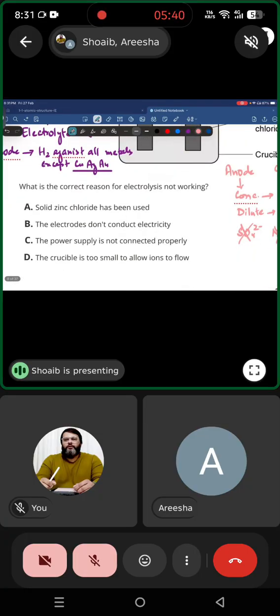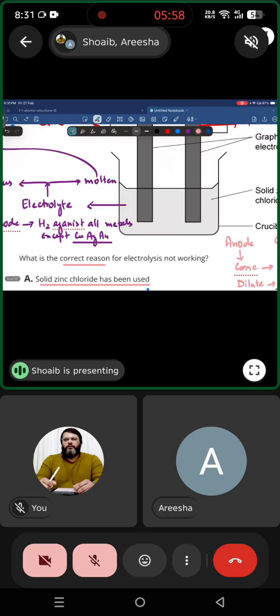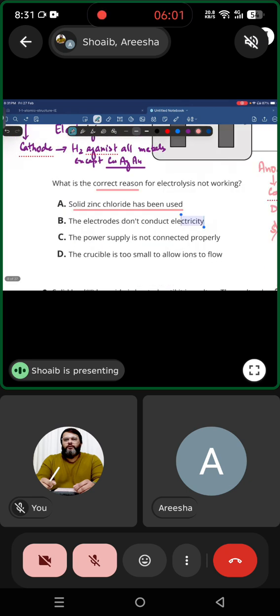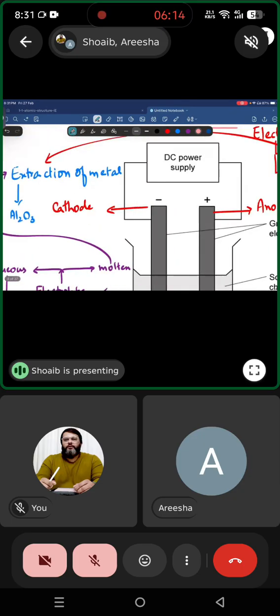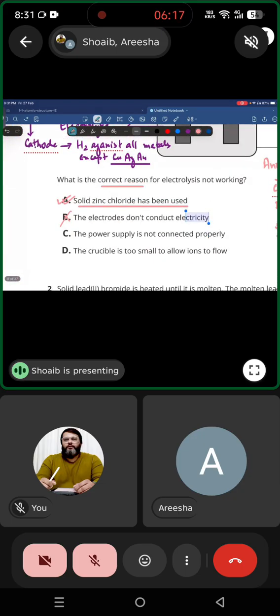Solid zinc chloride has been used. This one is the correct answer. You have to check the correct reason why the electrolysis is not working. Electrolysis only works in two states, one aqueous, another molten, which I have already mentioned above. So A is the correct answer here. The electrodes do not conduct electricity: this one is not correct. The power supply is not connected properly: the power supply is connected here, positive with the negative terminal, so this one is not a big deal here.